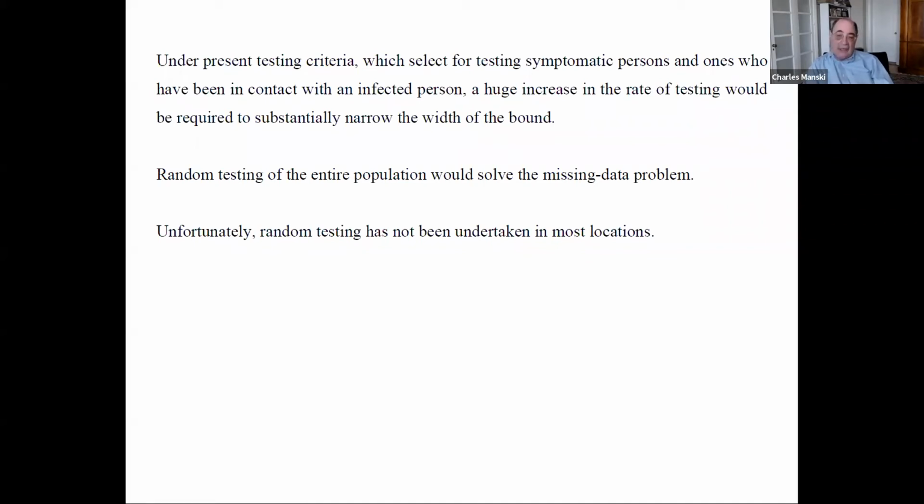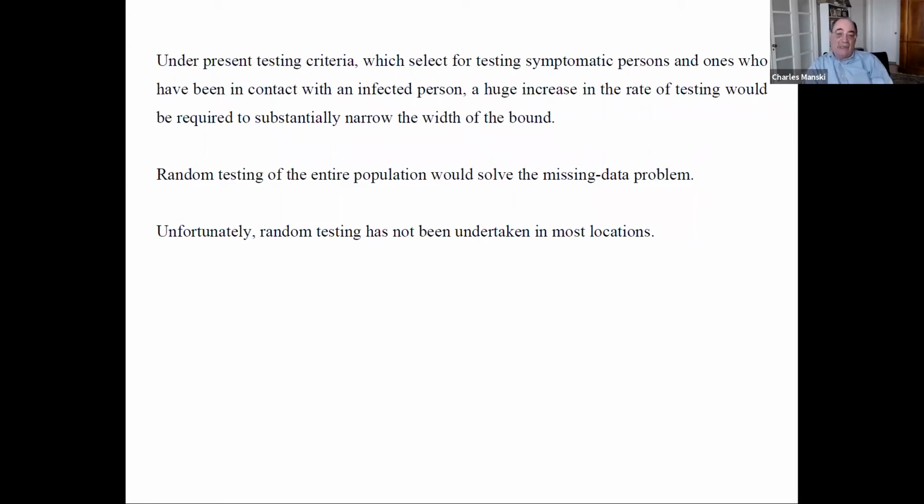Because if we're starting off with 1% of people who've been tested, even if we were to do that 10 times and have 10% tested rather than 1%, you would still have uncertainty about 90% of the people. So just increasing testing is not really going to do very much unless we got up to 50, 60, 70, 80% of people tested.